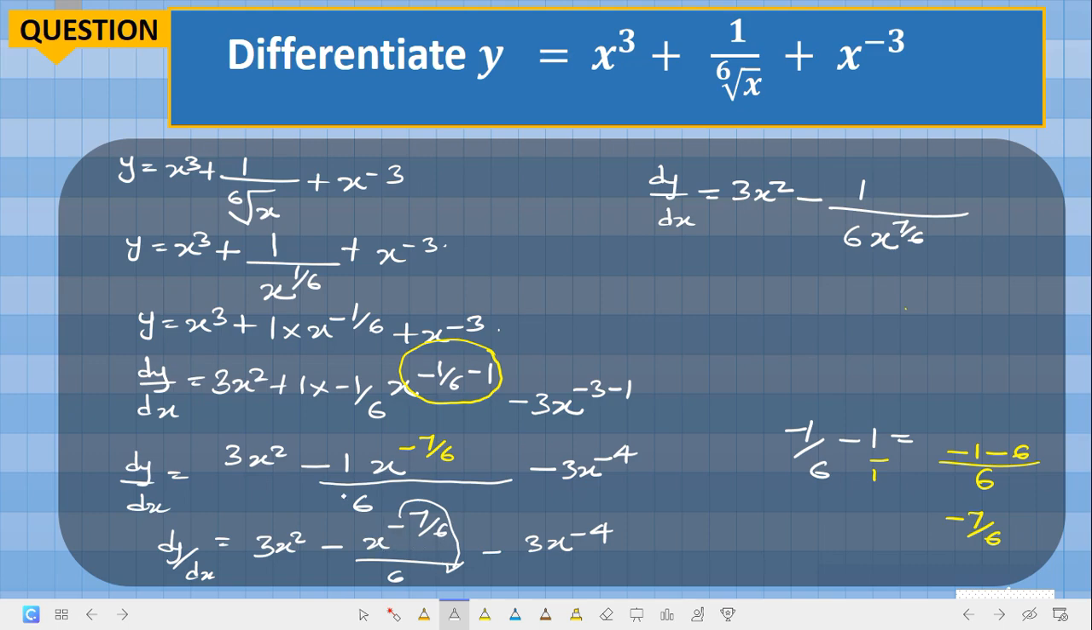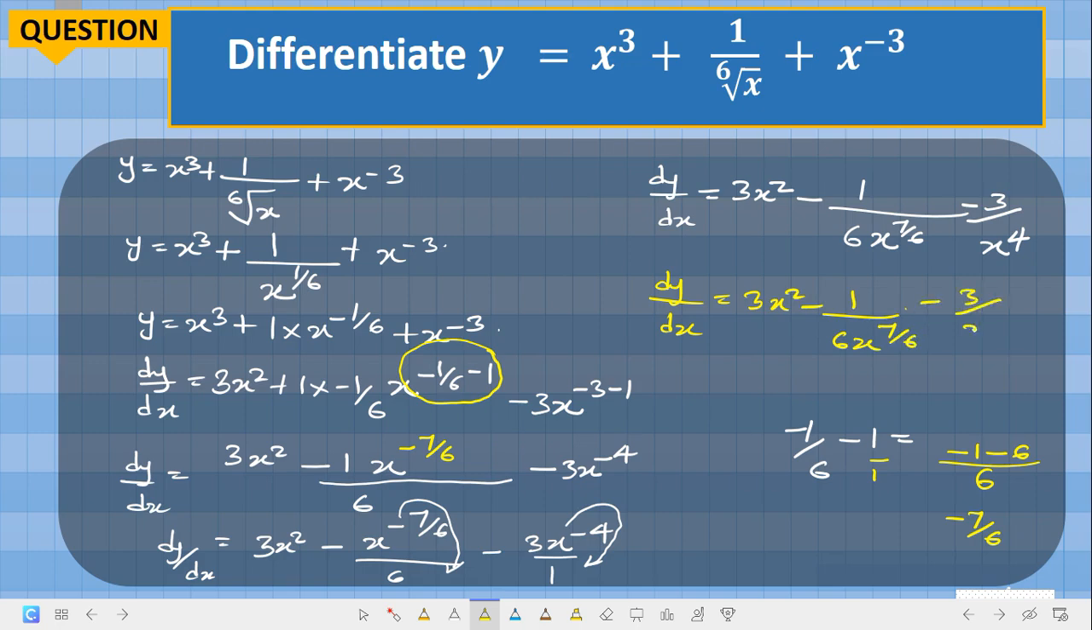If this one leaves here, what will be left? Only the one that was initially here, which is multiplied by. So this will be minus 3. You write the 3 down. Then this 1, of course, you know this is over 1. This s can decide to come down. If it comes down, it becomes positive. So this becomes s raised to the power of 4. So the final answer to this question is dy over ds is equal to 3s squared minus 1 all over 6s to the 7 over 6 minus 3 all over s raised to the power of 4. That is the answer to that question.